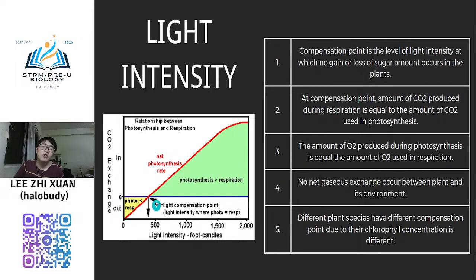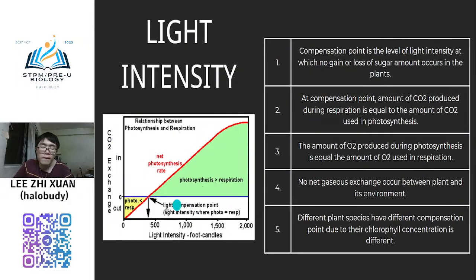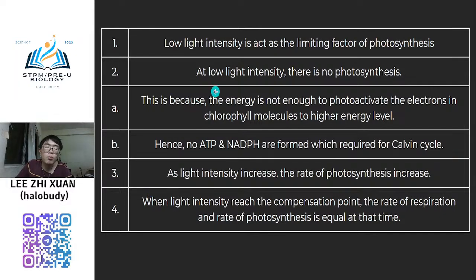So this compensation point is based on the light intensity. If the light intensity is below the compensation point, meaning that the respiration rate is higher. At lower light intensity, there is no photosynthesis, even though the respiration rate is very high. Why no photosynthesis? Because no energy, the light energy is not enough.